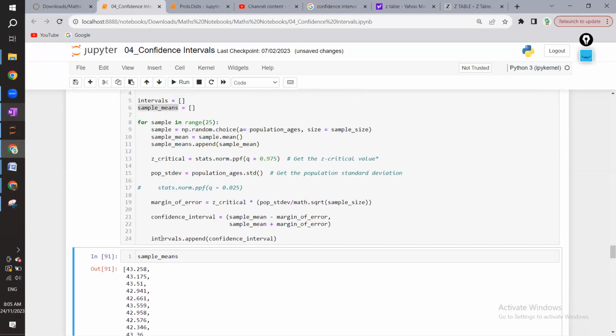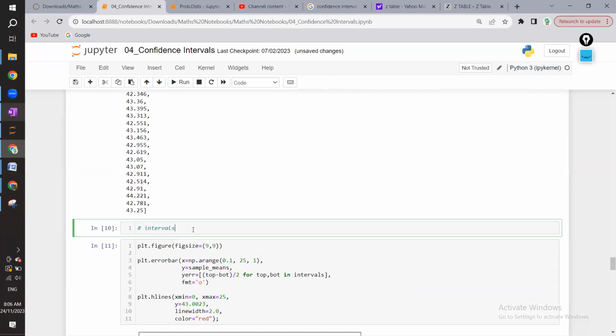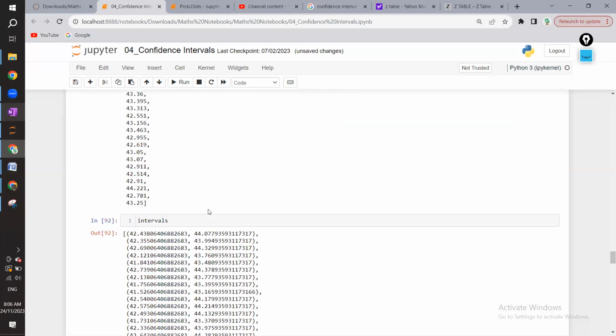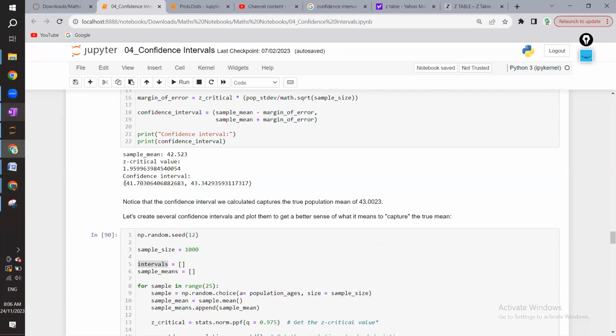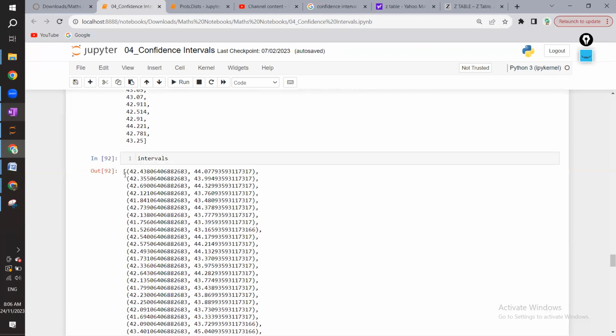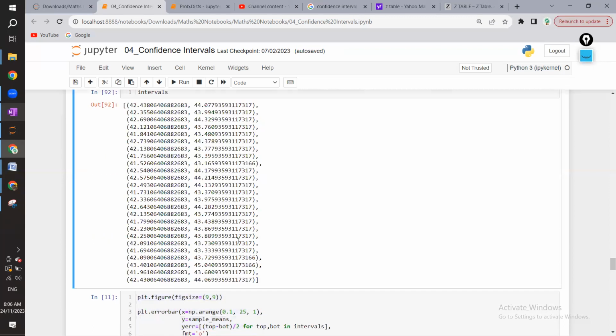And for each of these sample sets, you also have the confidence interval, which you're appending to the list called intervals. If I open this intervals list, just like how you had one single interval for one single sample, now you'll have 25 such intervals. Clear?